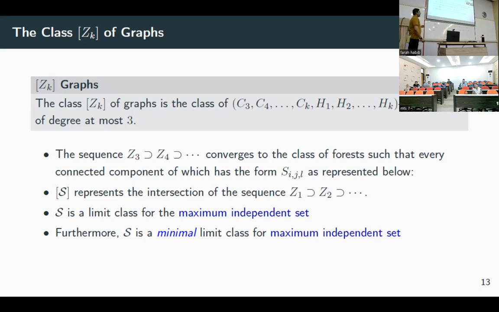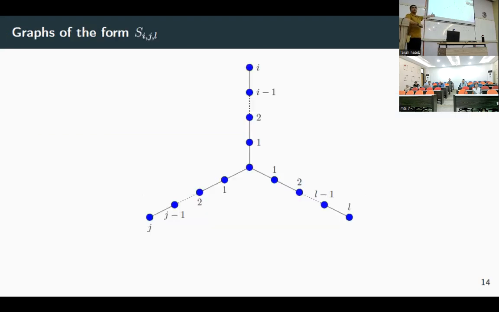Okay. If I have this sequence, for example, Z1, Z2, Z3, Z4, Z5, and so forth, this converges to the class of forests. As I just showed, we can convert it into a forest, such that every connected component is basically a kind of tree, and that kind of tree will look like this. Right? So it's a kind of tree. And if you have multiple such disjoint components, they will form a forest.